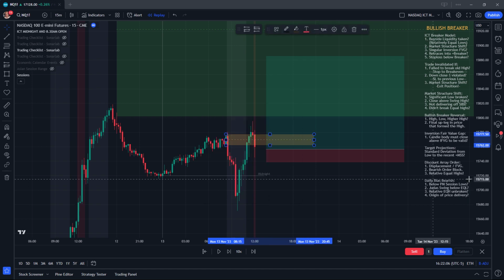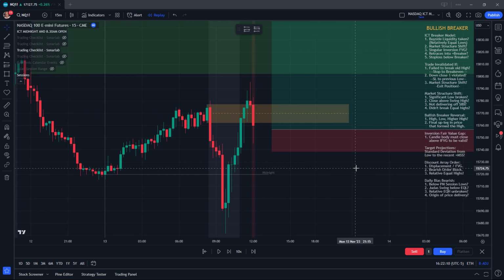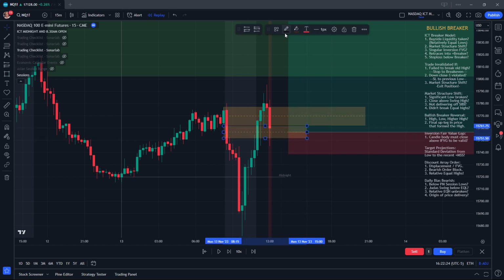Whatever I was doing originally with breakers made absolutely no sense at all. I'm surprised it worked in the few examples I tried. Okay, then we also have to find the inversion fair value gap. Now, rather than going, I already know that the 15-minute one is the most significant one here.